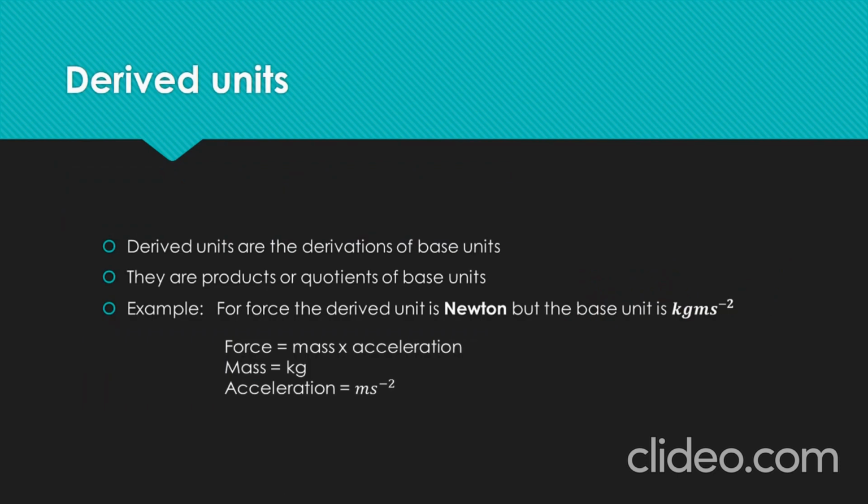The next is derived units. These originate from calculation of base units. It may be multiplication or division. For example, the derived quantity force has special unit Newton, whereas it has the base units of kg m per second squared. Because we all know that the equation of force is equal to mass multiplied by acceleration. Mass has the unit kg and acceleration has the unit meter per second squared.